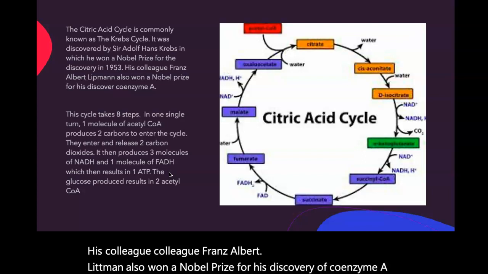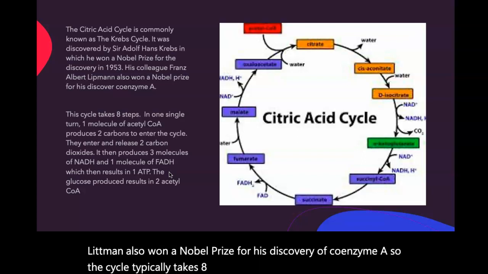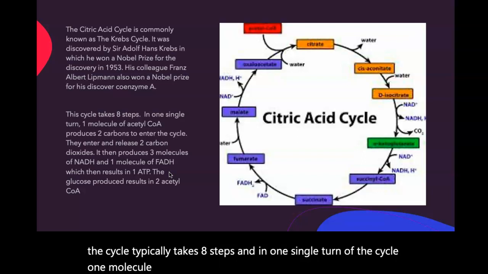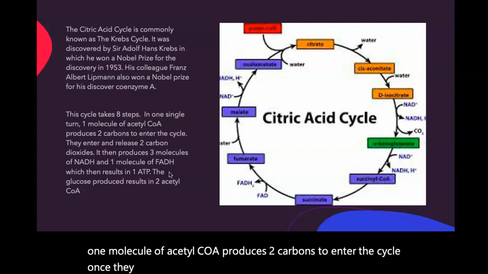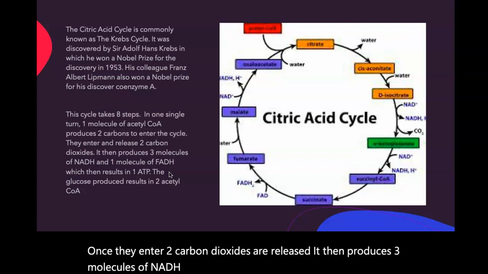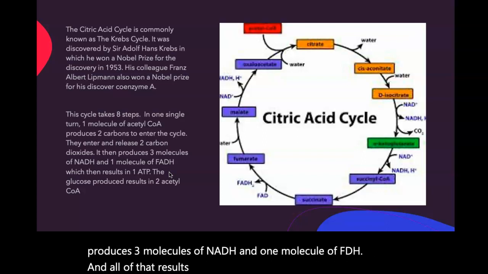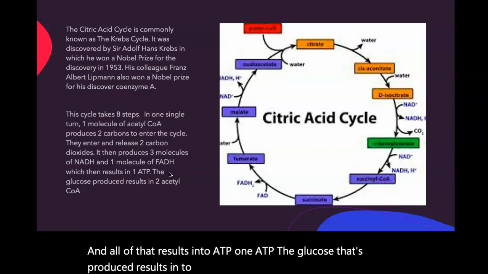So the cycle typically takes 8 steps, and in one single turn of the cycle, one molecule of acetyl-CoA produces 2 carbons to enter the cycle. Once they enter, 2 carbon dioxides are released. It then produces 3 molecules of NADH and 1 molecule of FADH2. And all of that results in 1 ATP. The glucose that's produced results in 2 acetyl-CoA.